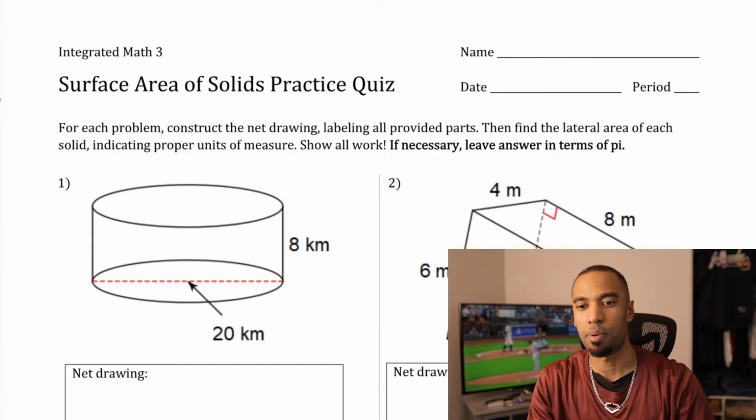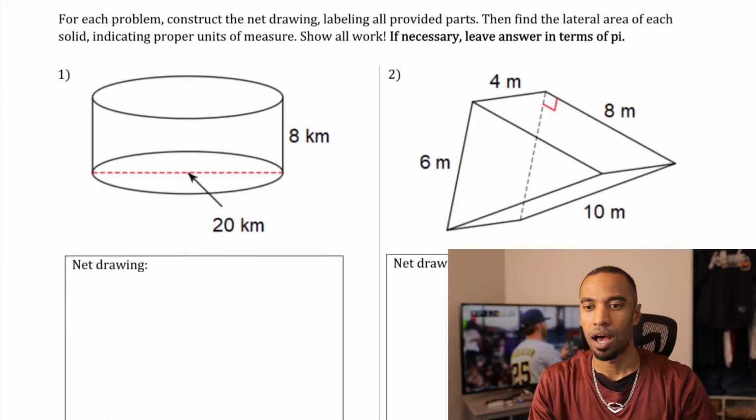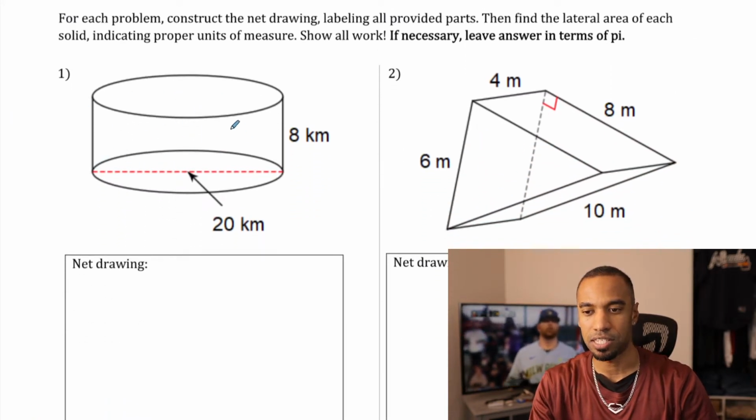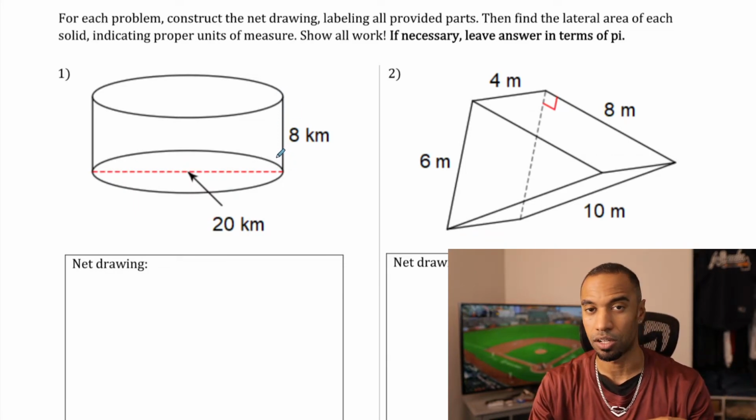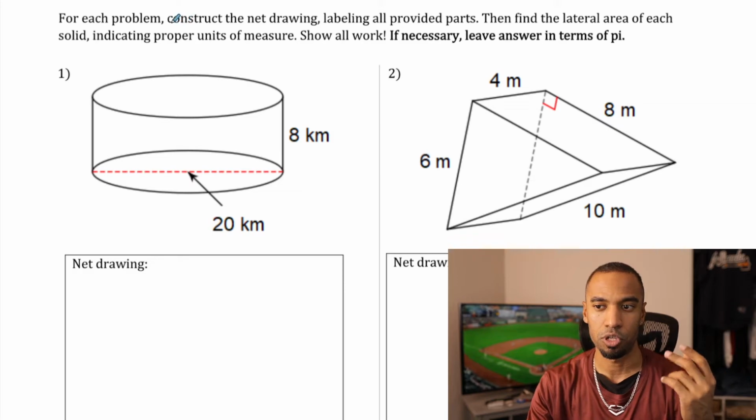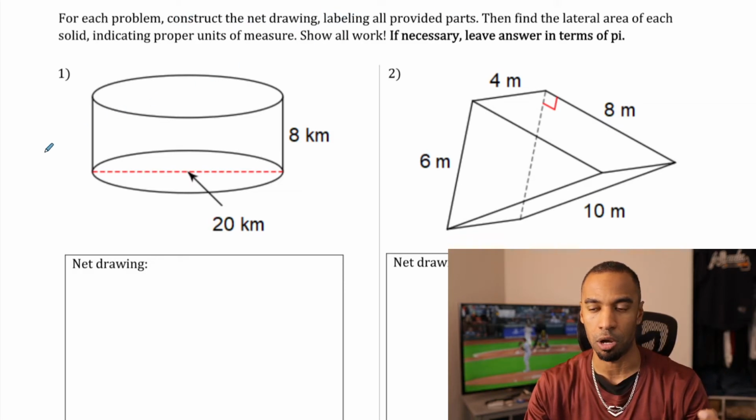All right, so let's jump into these problems here, guys. I'm going to start with number 1. On number 1 here, we have a cylinder with a diameter of 20 kilometers and the cylinder's height is 8 kilometers. Now, the first thing I'm going to have you do is construct a net drawing labeling all provided parts.